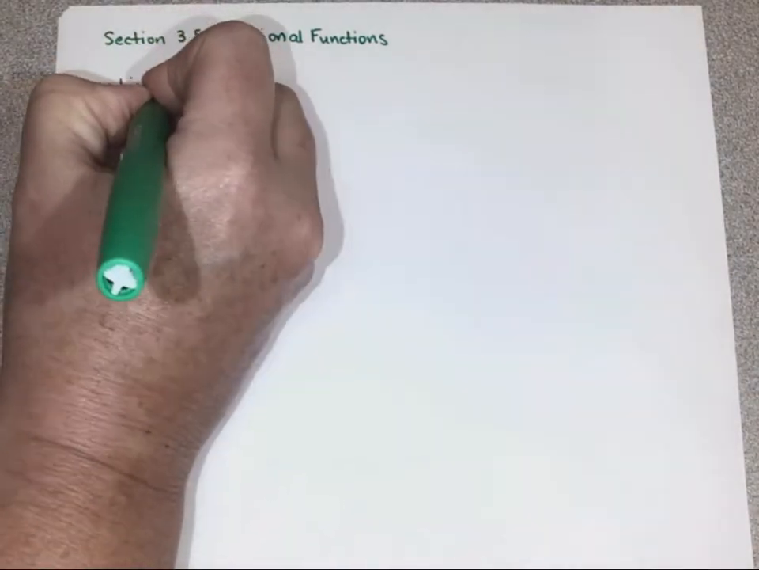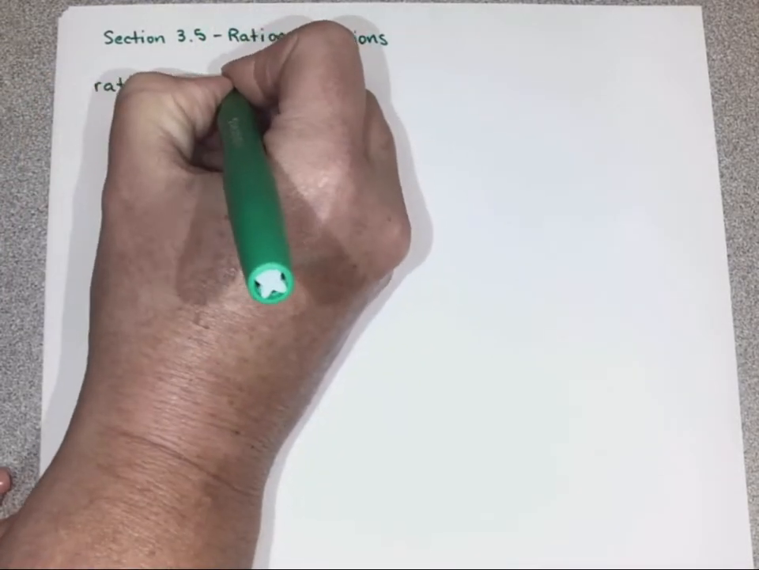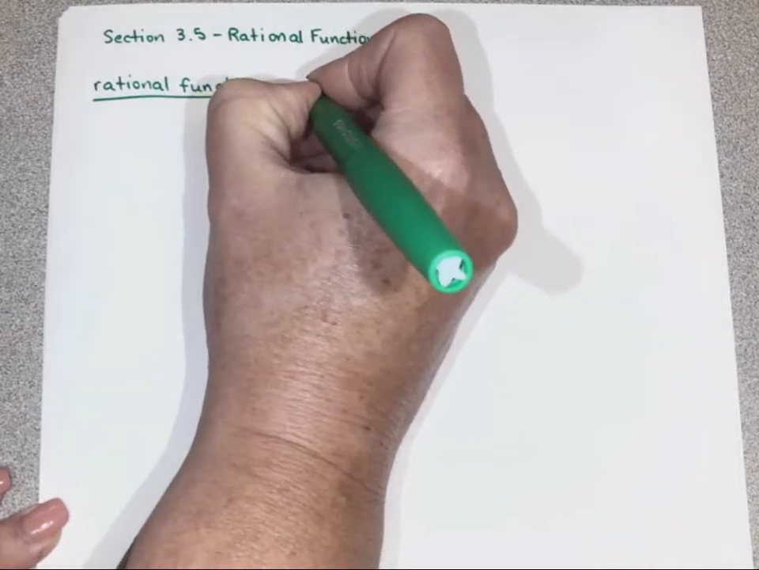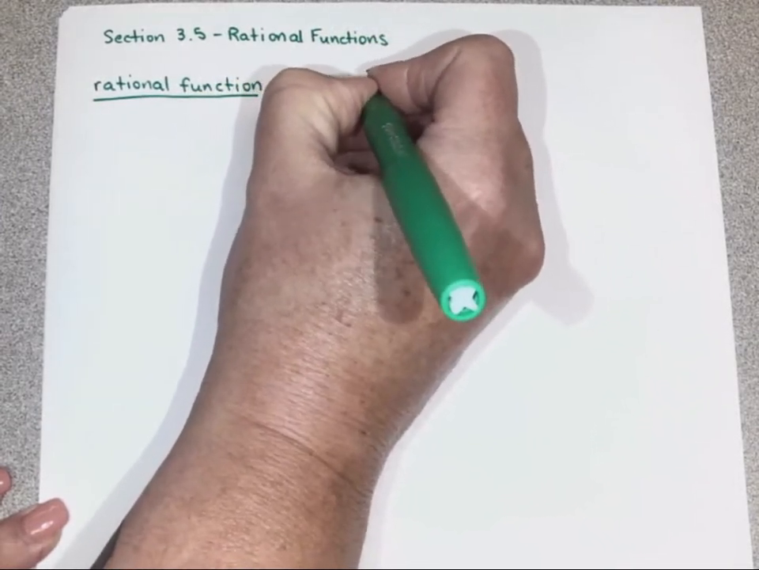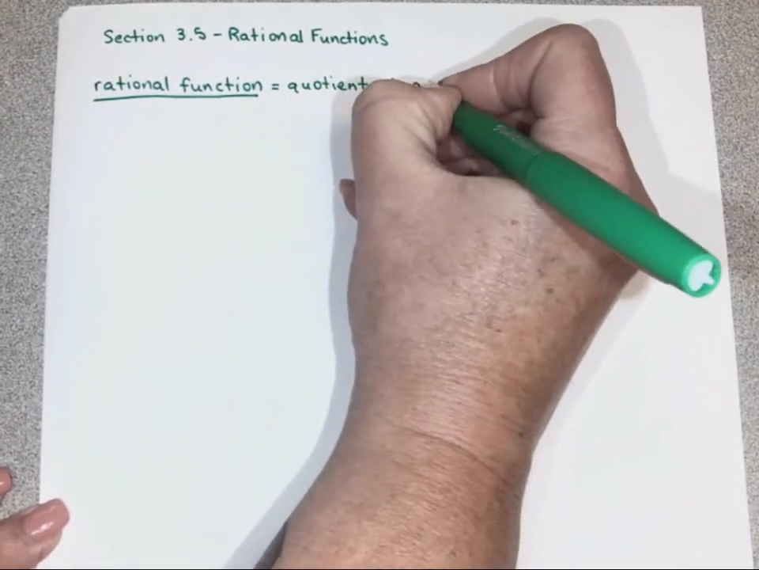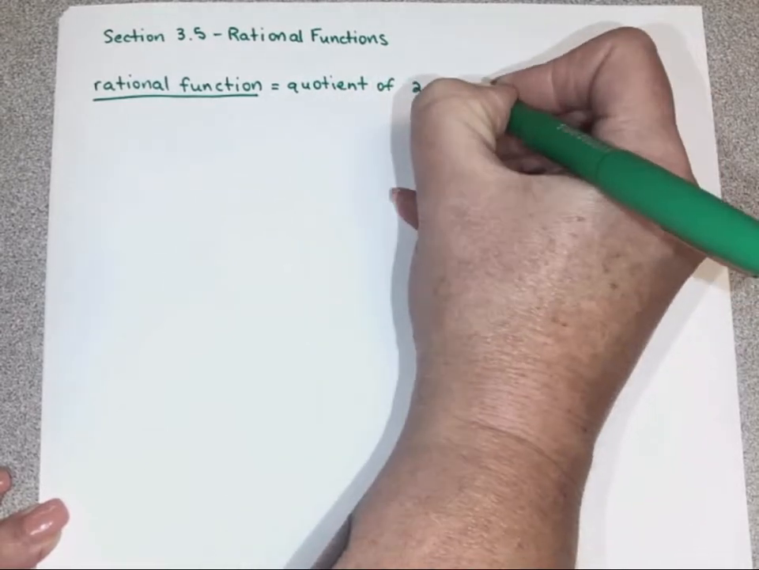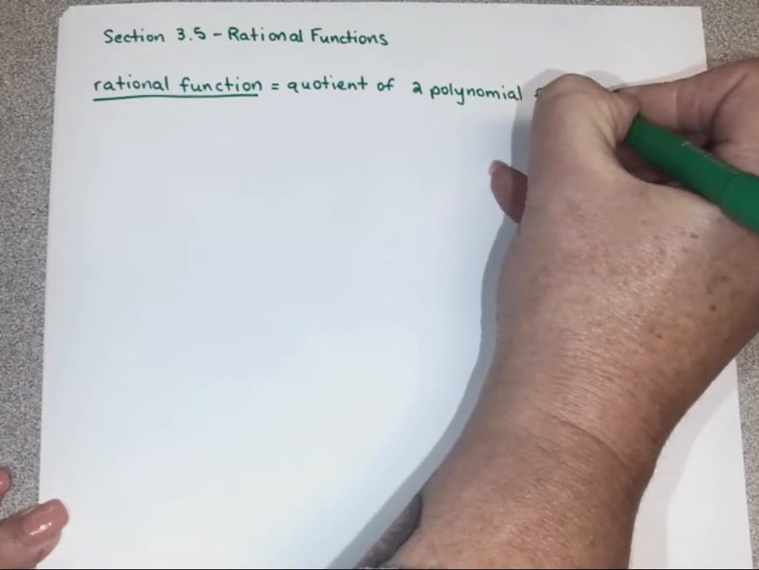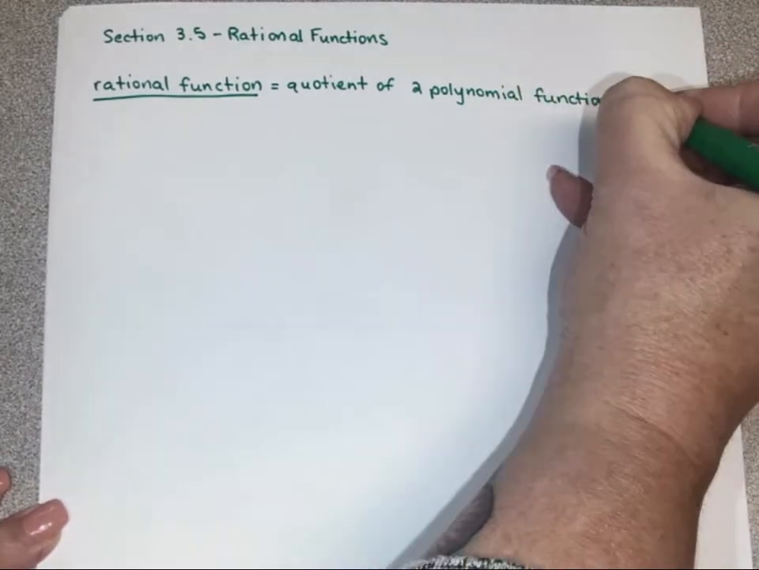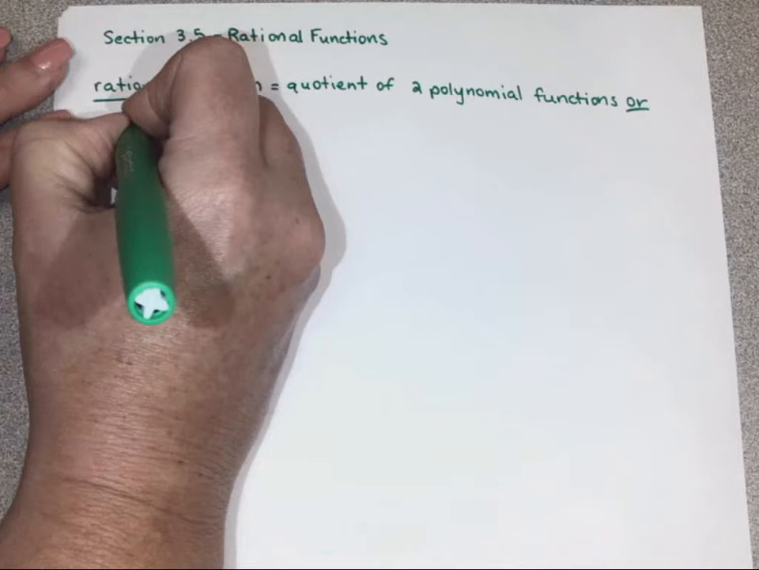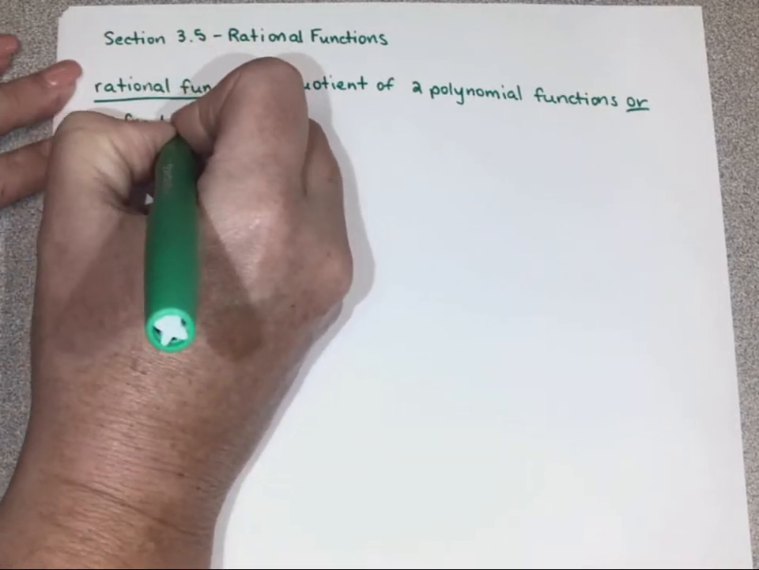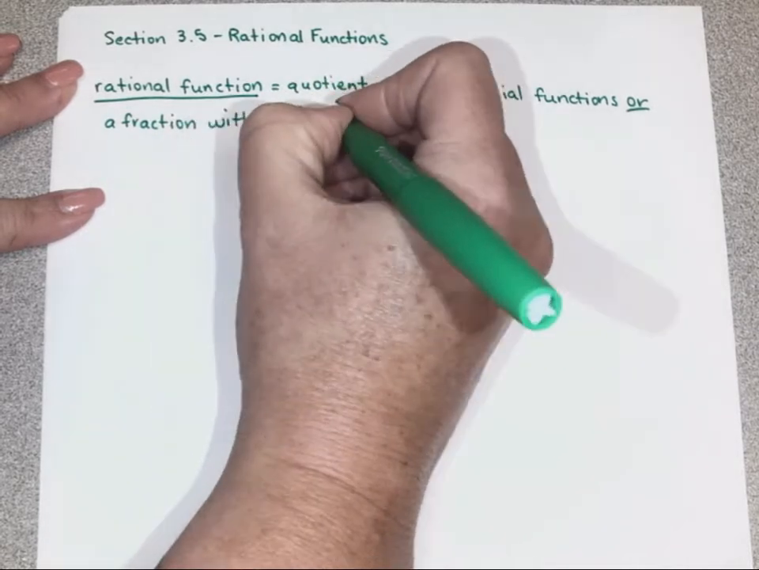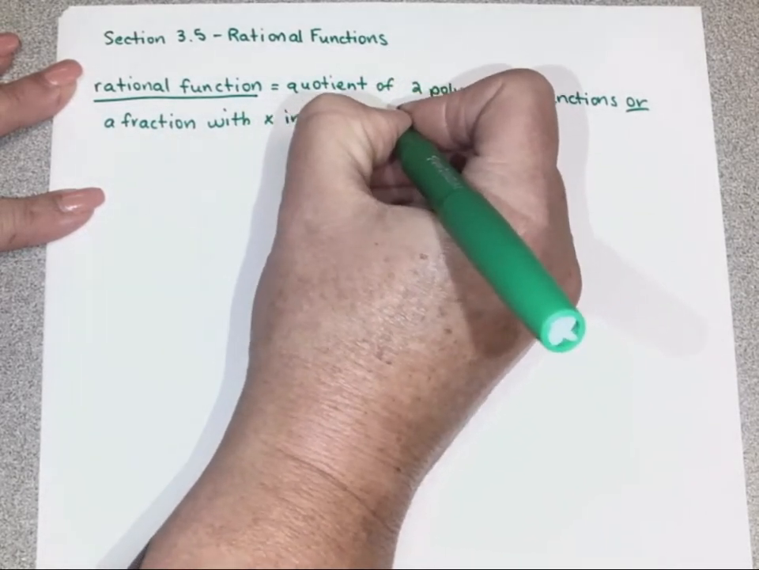So first, let's make sure we know what a rational function is. A rational function is basically just the quotient of two polynomial functions. Or it's basically a fraction with x in the denominator. Okay, those are two kind of different ways to think of them. Really the same.